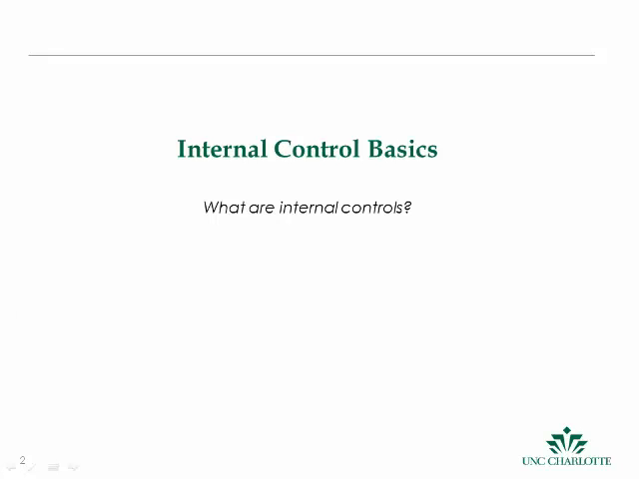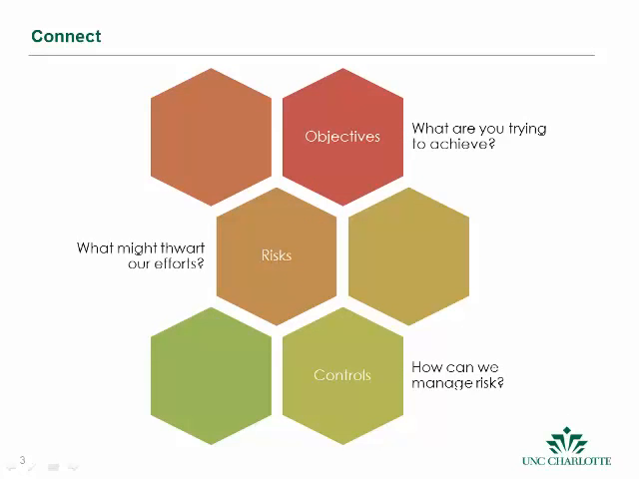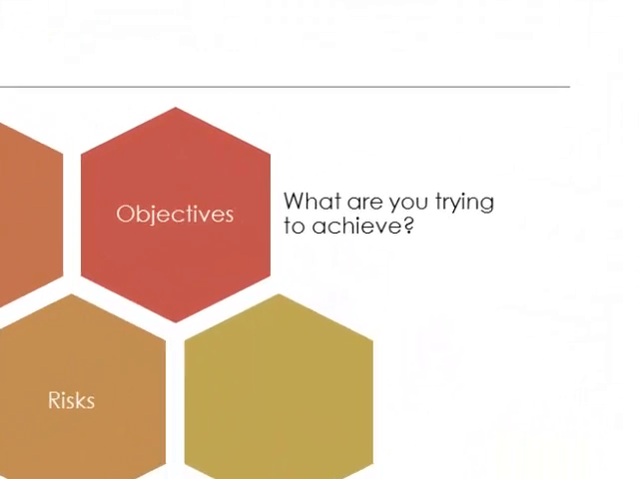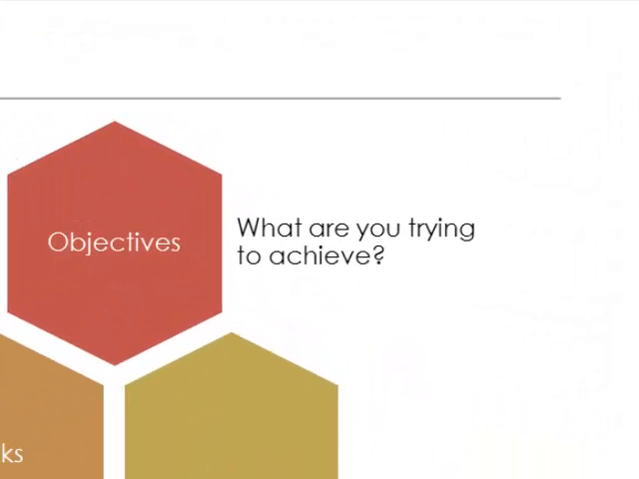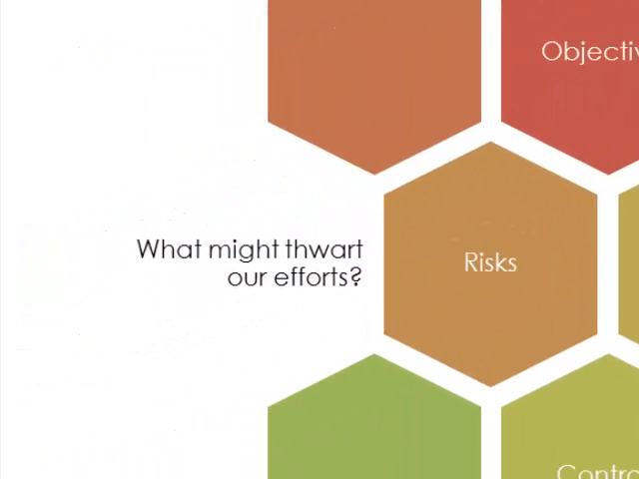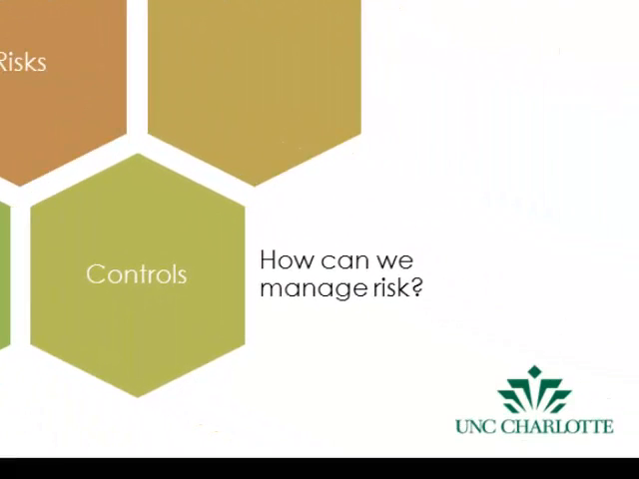What do these controls look like? We first need to think about what we are trying to control. In order for there to be a control, we must be trying to control something, i.e. a risk to an identified objective. So we need to start with our objectives. What are we trying to achieve in our organization and the departments we work in? Once we establish those objectives, we can identify what risks might exist to achieving our objectives, and from there, we can determine what controls we might be able to put in place to control those risks.